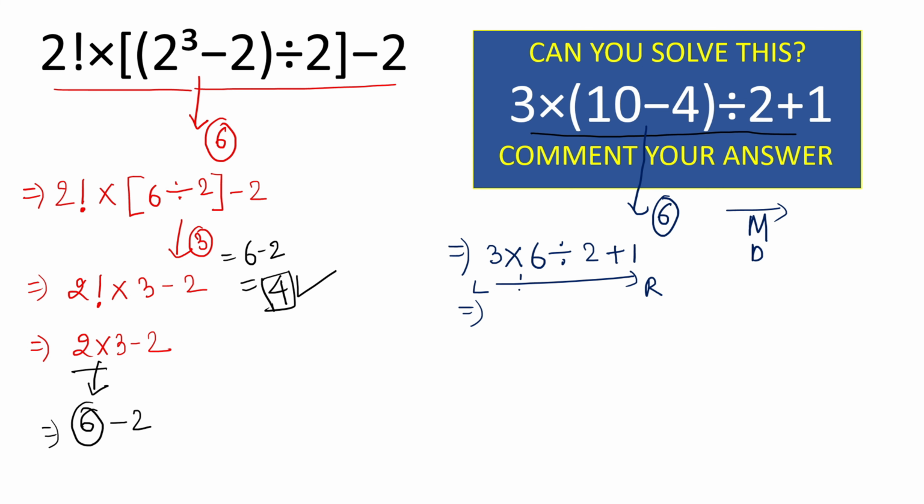Okay, so first we will do this multiplication part, which is 3 times 6, which equals 18, divided by 2 plus 1. Now we will operate this part, which is 18 divided by 2, which gives result 9, and 9 plus 1 equals 10 here, which is the right answer.